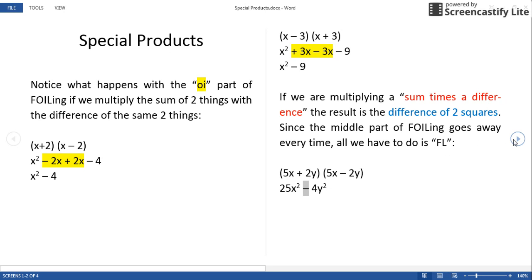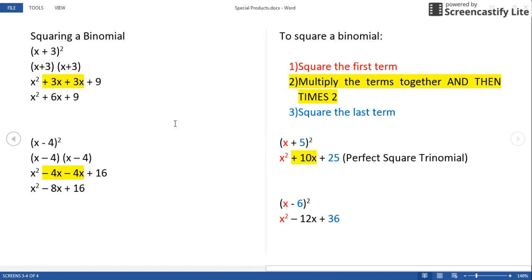Our second special product is a binomial squared. If we had x plus 3 that we were trying to square, we could write down x plus 3 times x plus 3, since that's what it means, and FOIL it. If we do that, x times x, the first ones, make x squared. The outside gave me 3x, and so do the inside things give me 3x. Then the last, 3 times 3, made 9.